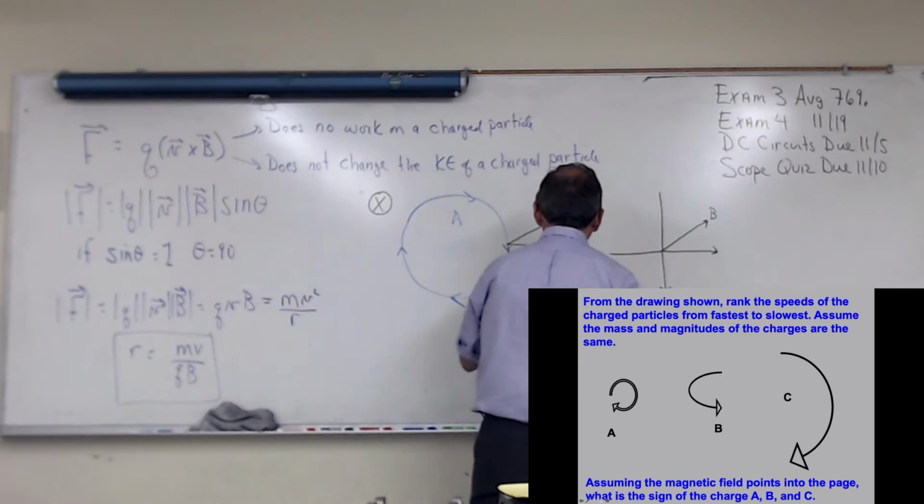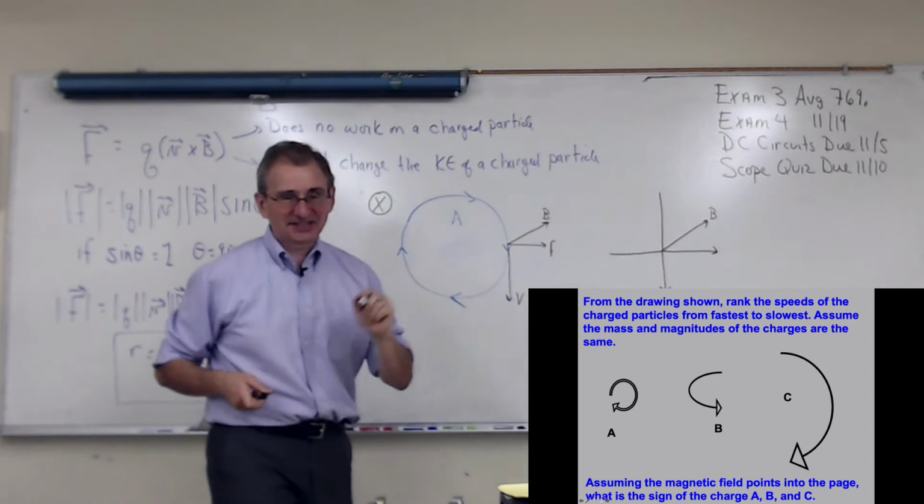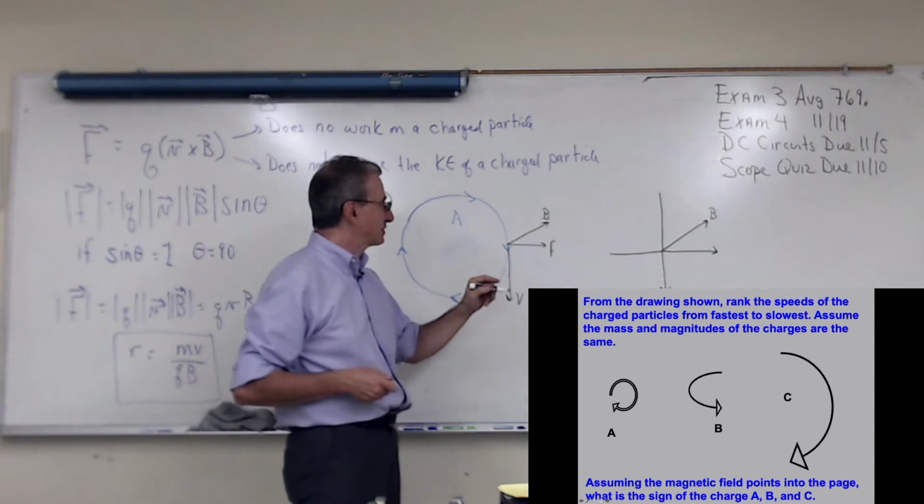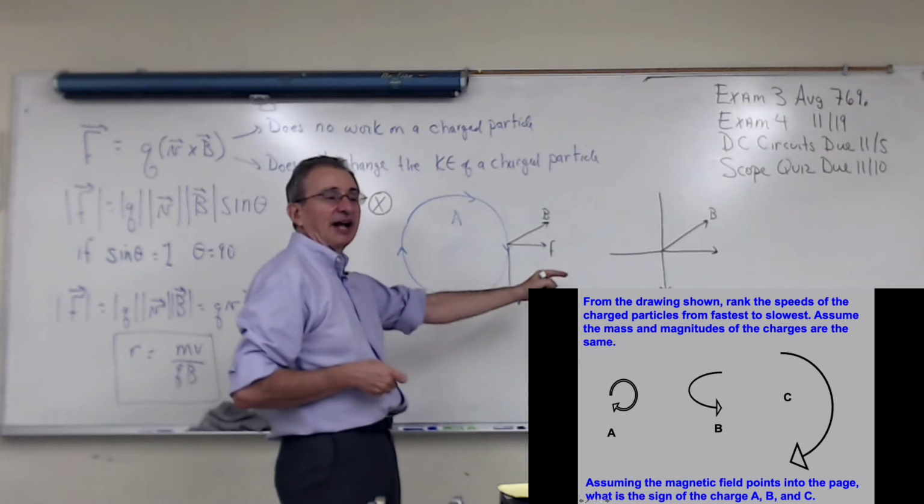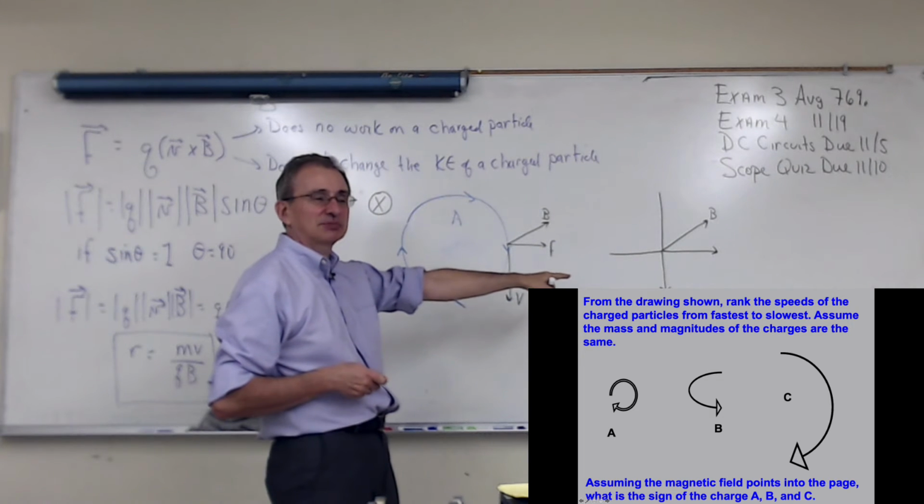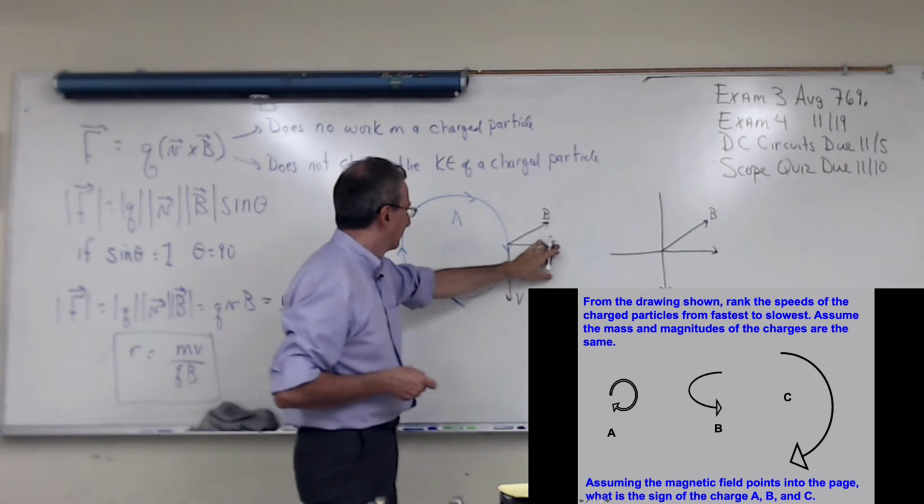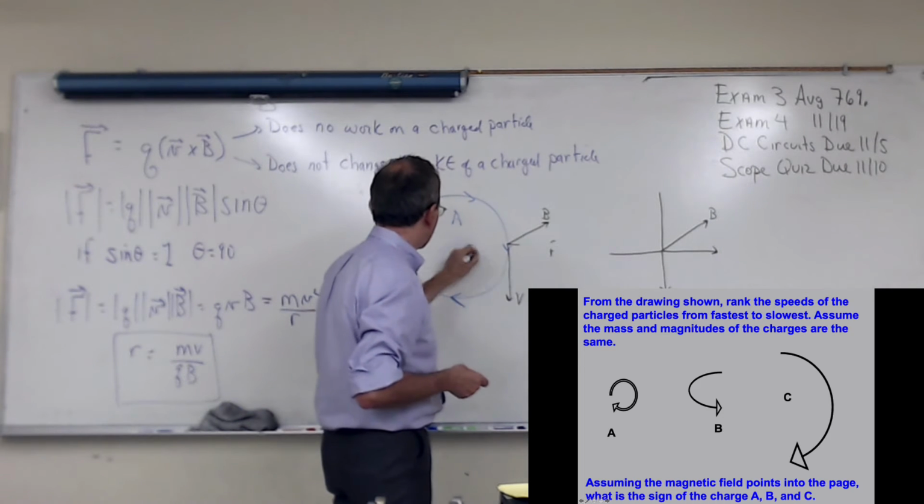So then the charge is negative on A and C. Because we know that the force has to be inward, and we applied the right-hand rule to a positively charged particle, and it gave us the wrong answer. That means that this is a negatively charged particle.